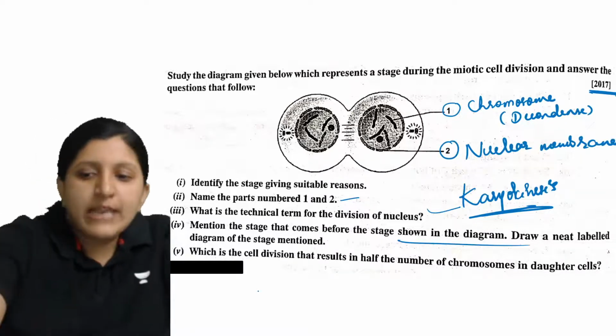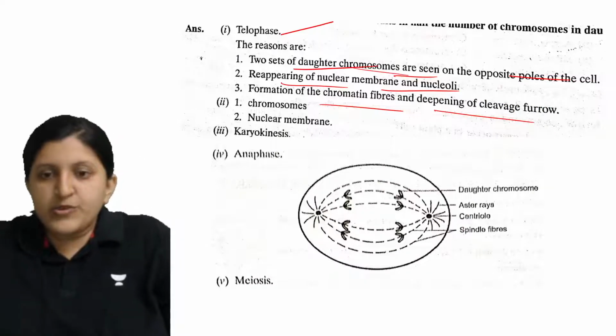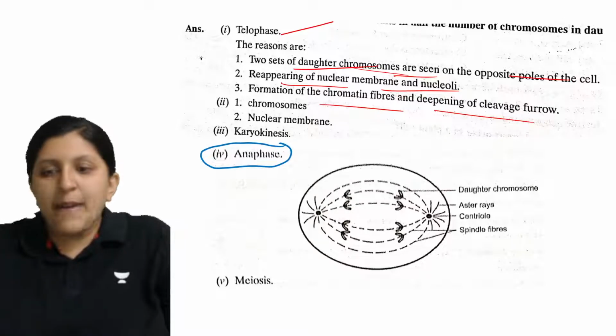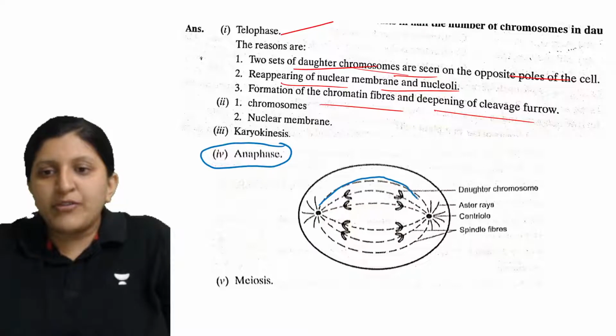So draw a neat label diagram. You can have a look at this. So this one is the anaphase. Alright. So what exactly happens in anaphase? There is a continuous spindle fiber formation. So this one is a continuous spindle fiber. Here you can see a discontinuous spindle fiber formation over here.